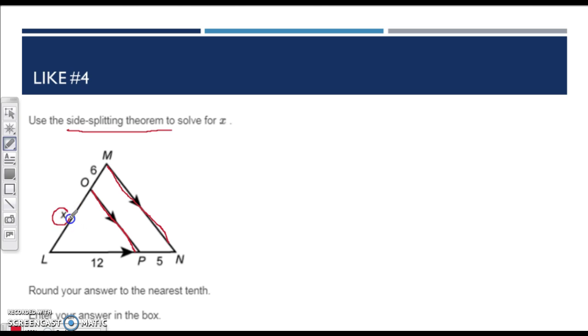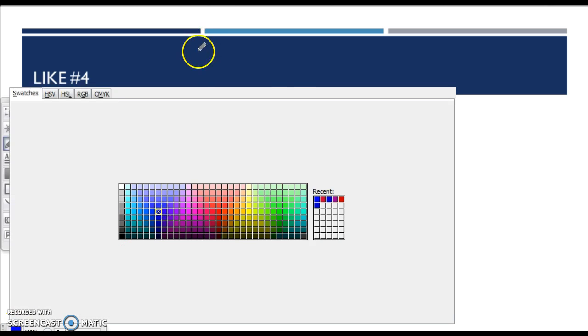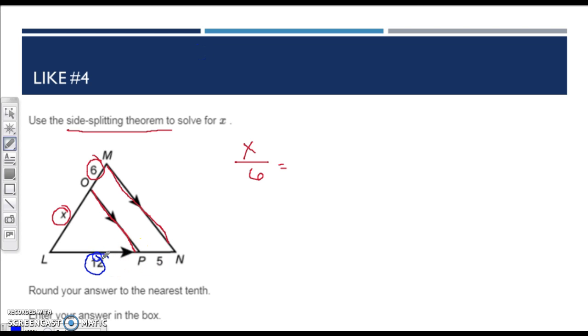I'm going to say x over 6 equals, and I'm going to change colors for us here, 12 over 5. And remember, I'm using corresponding parts just on the different sides. So I'm going to say 12 over 5.